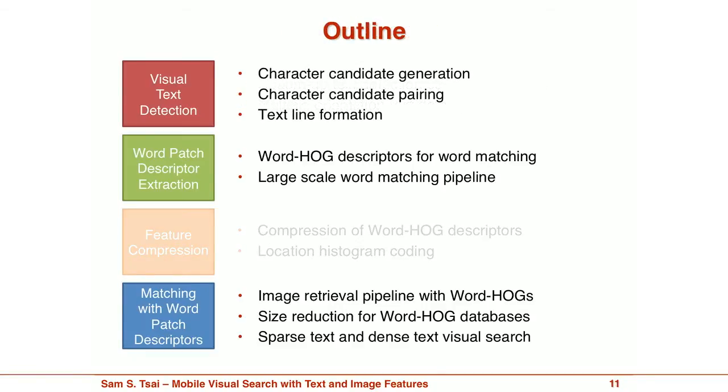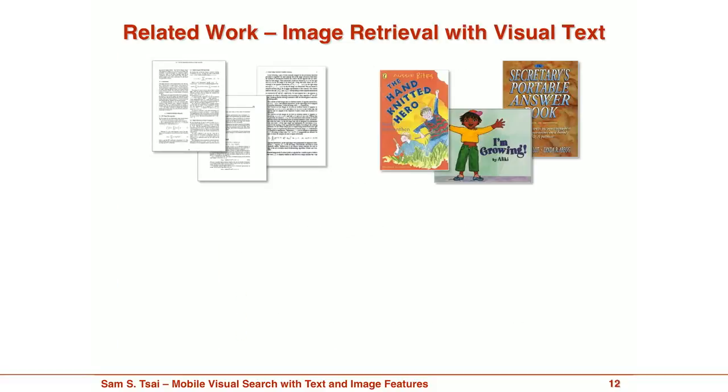For the talk today, in the interest of time, I will focus on visual text detection, word-patch descriptor extraction, and matching with word-patch descriptors. But before talking about what I do, let's briefly look at what other people have done. In essence, what we're trying to do is perform image retrieval with visual text information.